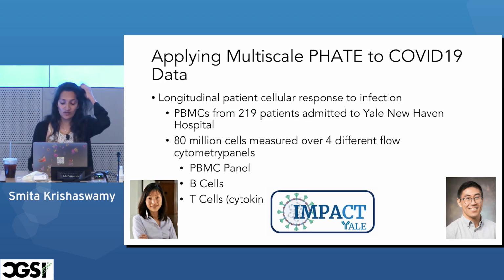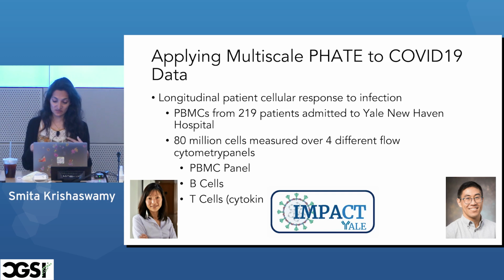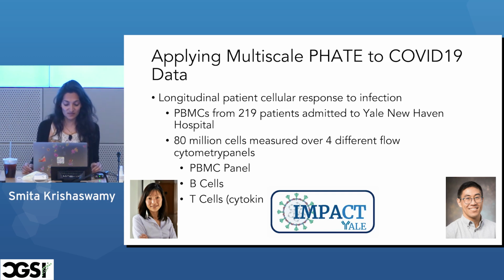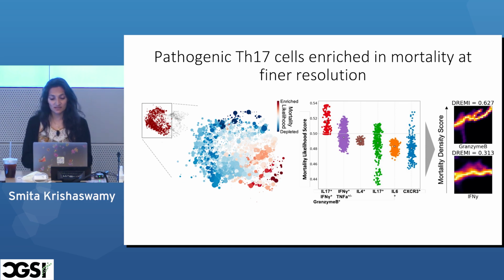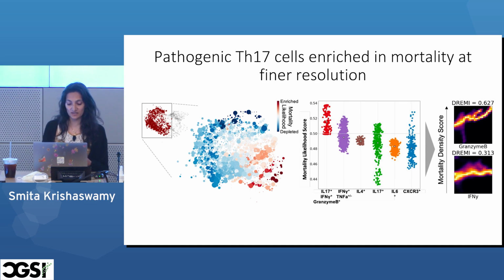So when we were developing multi-scale Fate, Akiko Iwasaki, who's a well-known colleague of mine at Yale, said she had tons and tons of data. In fact, she had 80 million cells that were measured on patients who had COVID at Yale New Haven Hospital because she's part of this Yale COVID Impact Project. And some of them we also had longitudinal measurements on that I won't go over. But we applied the condensation process with Fate, which we call multi-scale Fate, to this data.